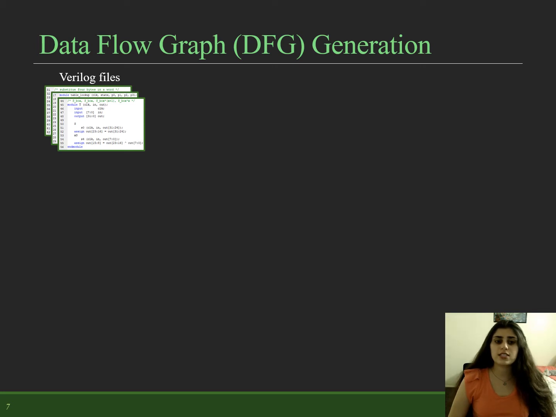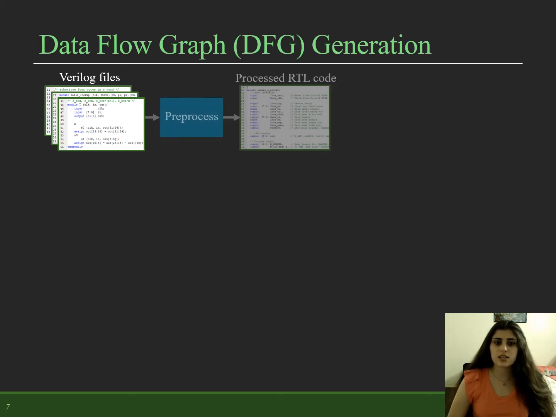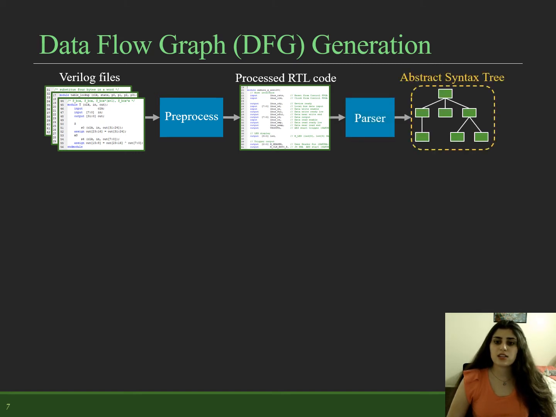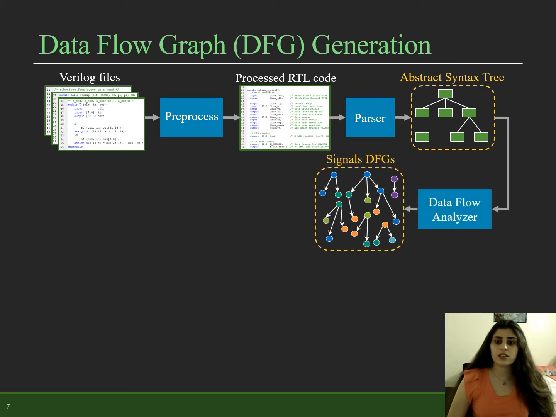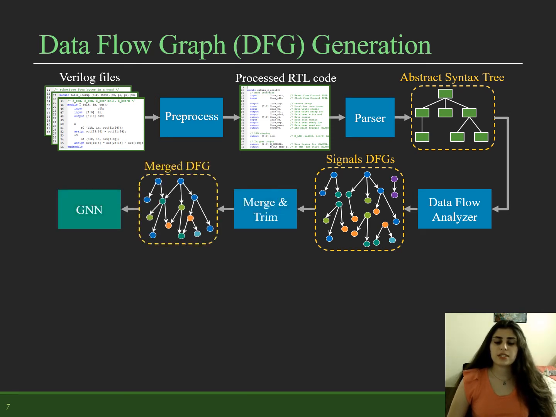We look into the several Verilog codes for the designs, and after pre-processing and flattening the design, we get one single file, which is passed through a parser to generate the abstract syntax tree. Then data flow analyzers create the signals' data flow graphs, and later a merge and trim step combines all of these signal data flow graphs to have one connected graph representation for the whole design.